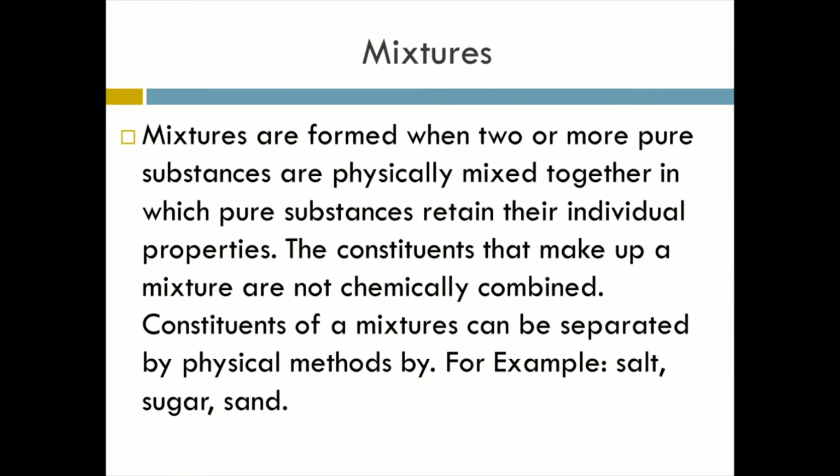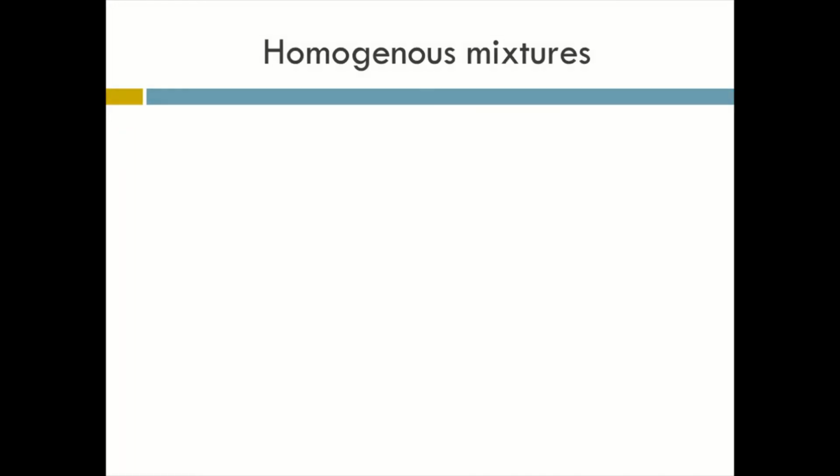Mixtures. Mixtures are formed when two or more pure substances are physically mixed together, in which pure substances retain their individual properties. The constituents that make up a mixture are not chemically combined. Constituents of a mixture can be separated by physical methods, for example, salt, sugar, sand, etc.